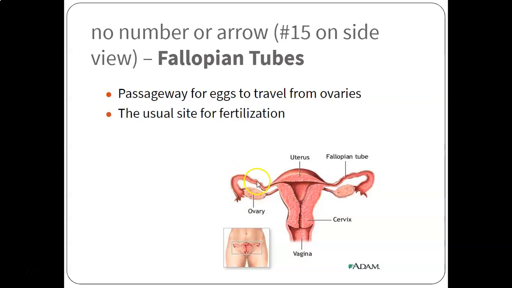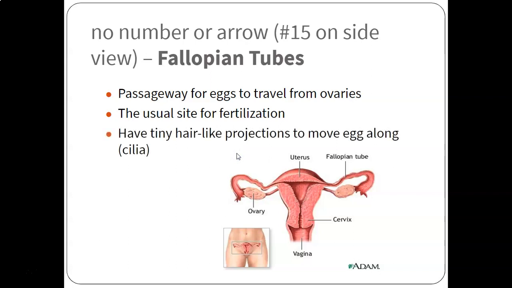Usually, and this is an important thing to remember, that is where an egg is fertilized. So if there are sperm present, the egg will most likely get fertilized along this journey, the path of the fallopian tube.